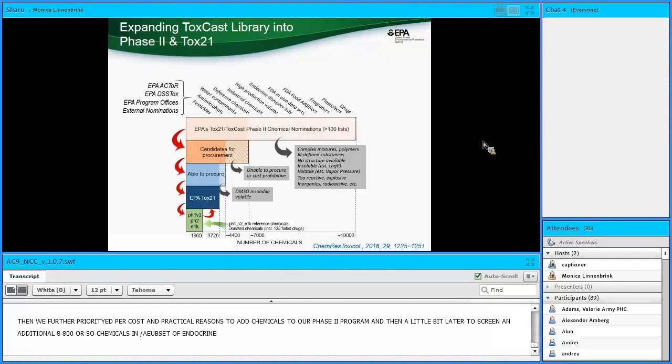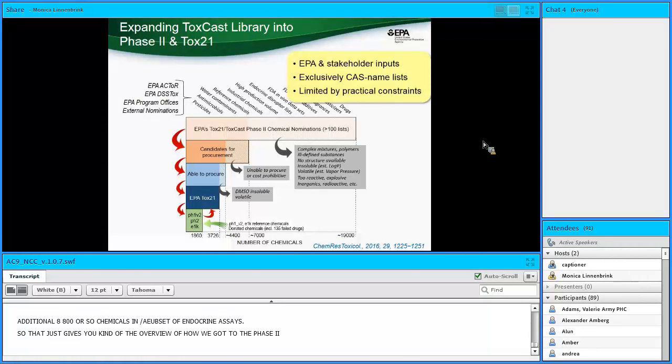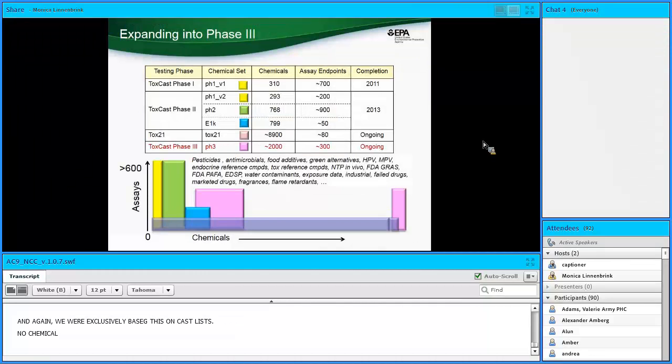So that just gives you kind of the overview of how we got to the Phase 2 library and the Tox21 library. There was a tremendous amount of stakeholder and EPA inputs. And again, we were exclusively basing this on CAS lists, no chemical structure considerations at this point. So where are we now?